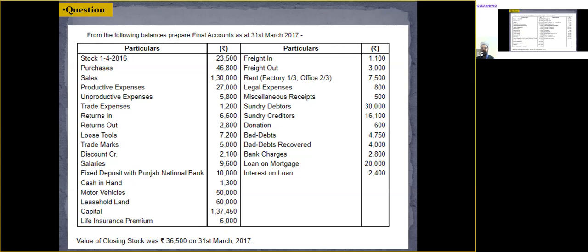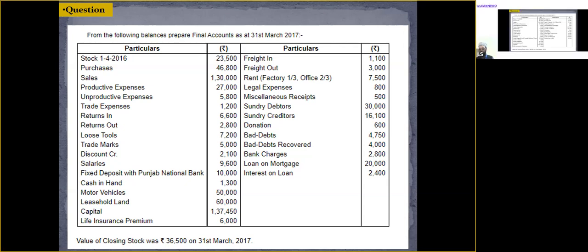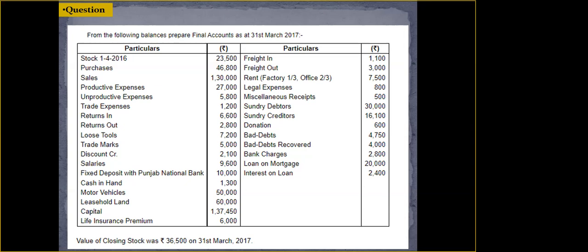Next we have life insurance premium. Tell me, what do you think? What is life insurance premium? Which kind of expense is it? Where should we record it? Life insurance premium. Profit and loss? Liability? Balance sheet?